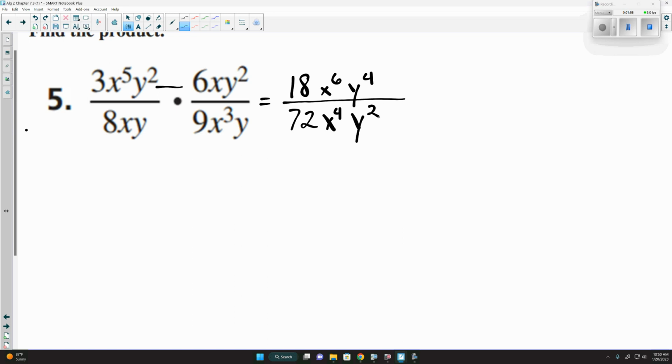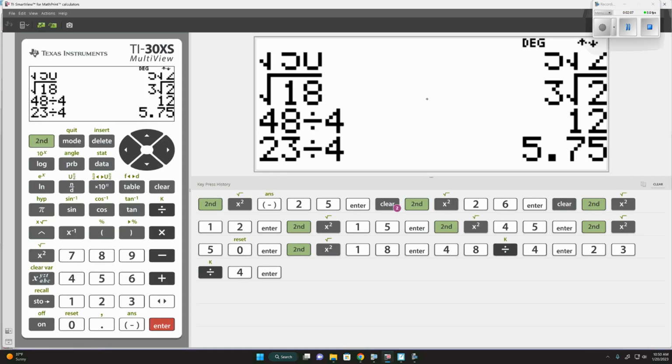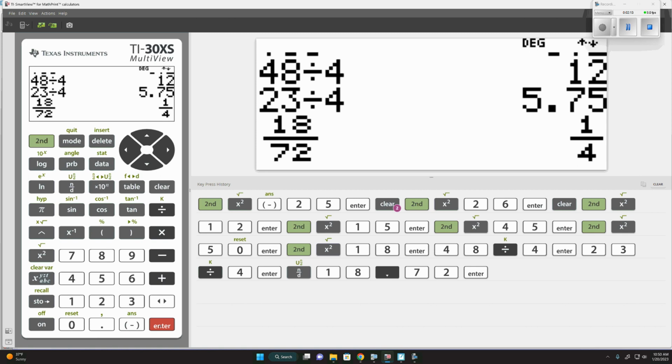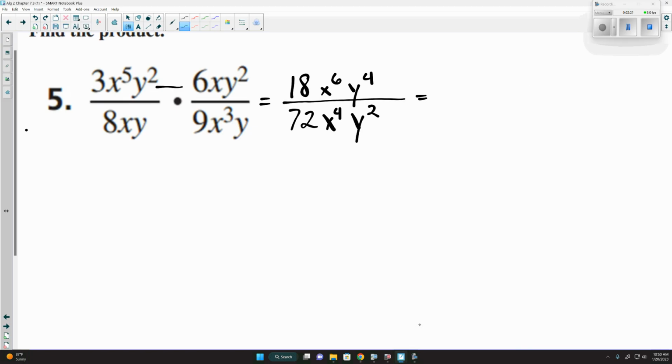Because when we have like bases, we add the exponents. Now the first thing we can do is 18 over 72. We can do that in a calculator. Hit enter, it is 1/4. So we have 1 on top, and we can put 4 on bottom. I'm not going to write the 1 yet, just in case there is something left over on top. If everything simplifies out of the numerator, we can put the 1 back in.